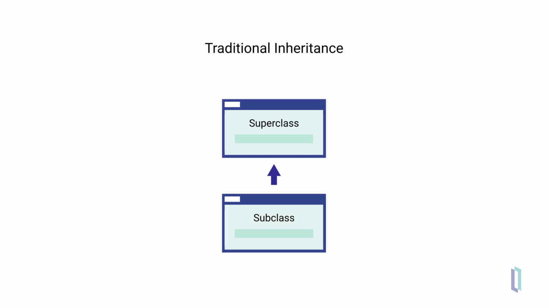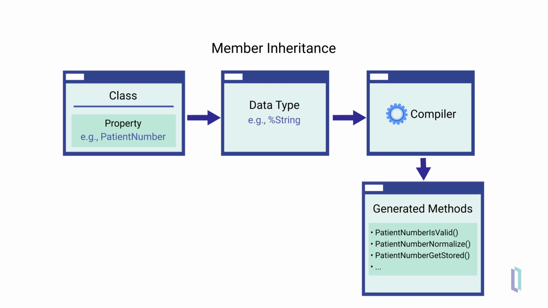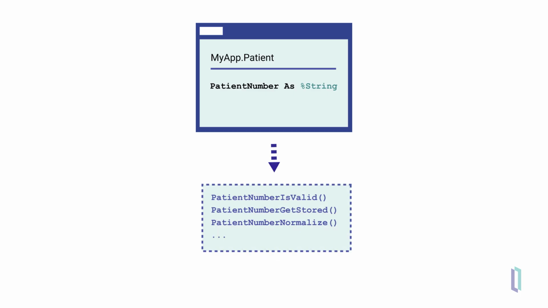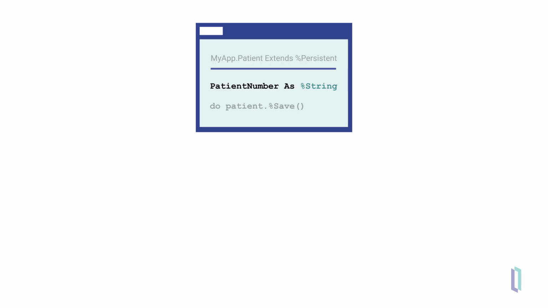Unlike traditional inheritance, where a subclass extends a superclass and inherits its methods, member inheritance does not involve the class hierarchy. Instead, the compiler generates member-specific functionality when the class is compiled. The functionality generated through member inheritance comes in the form of methods that are added to your class when it is compiled. You can call a member-inherited method just like any other method. However, it does not appear directly in your class definition or as something inherited from a superclass.